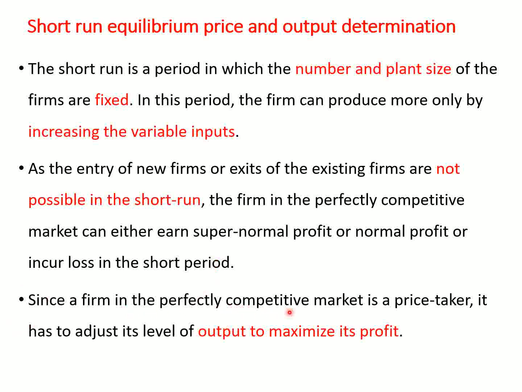Since a firm in a perfectly competitive market is a price taker, it has to adjust its level of output to maximize its profit. It takes the price of the market and can adjust the output. It can increase the production or decrease the production to maximize its profit.